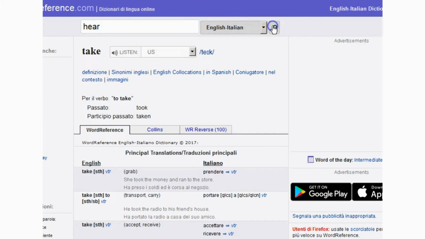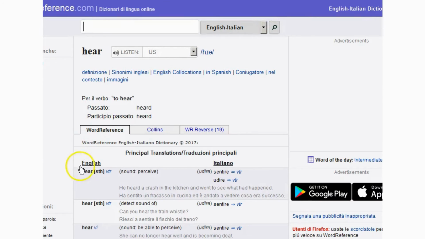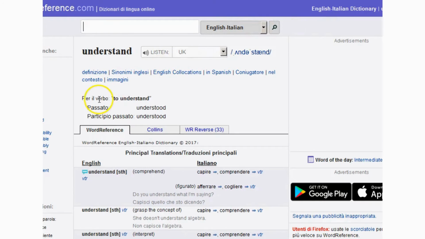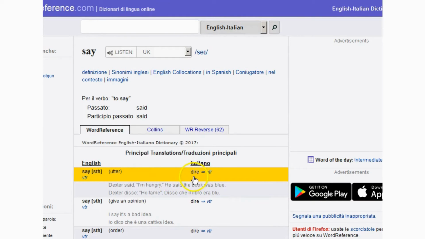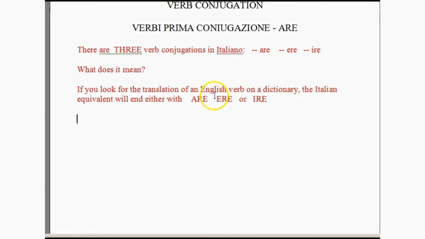Next up, hear. Sentire. It's a 3rd conjugation verb. To understand. It gives you 2 translations here. Capire, 3rd conjugation, or comprendere. One ends with ire, the other one with ere. To say. Dire, and you've seen it before. Che cosa vuol dire? Good.